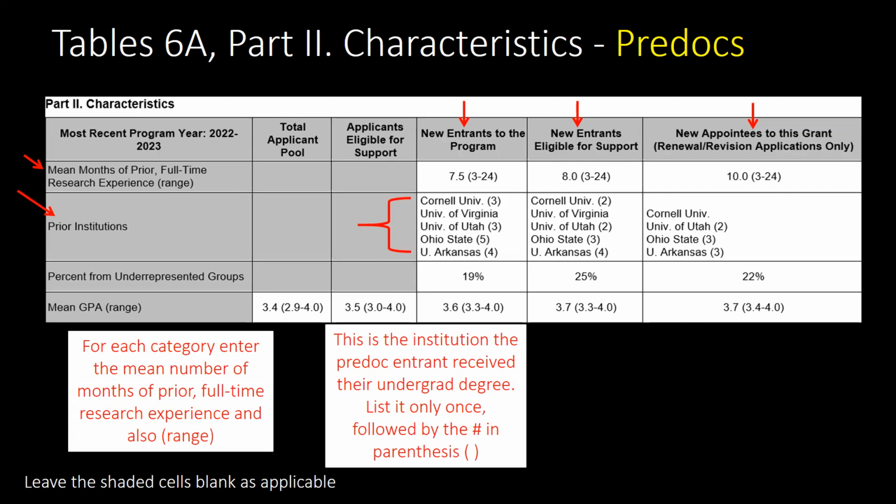So if you accept, let's just say, 30 applicants per year, and you get, let's just say, 1,000 applications, and you accept 30, you're going to need to list 30 in prior institutions here. What the number in parentheses means is, based on Cornell University, 3 of the trainees came from Cornell. University of Virginia has nothing by it, so it just means 1 trainee came from there.